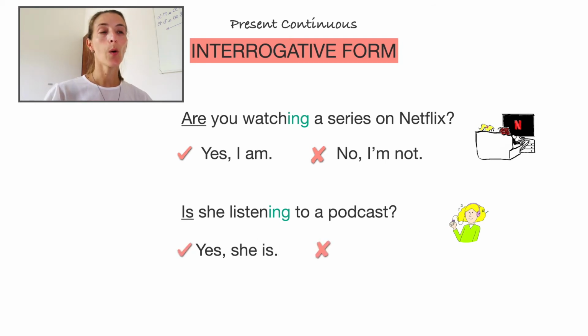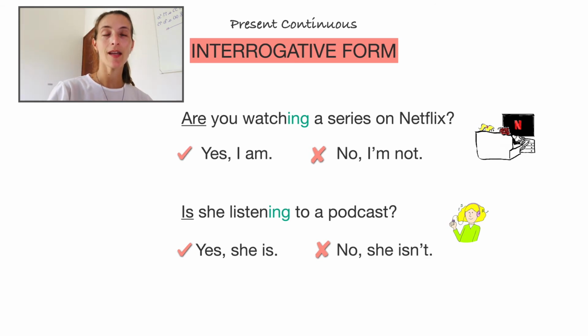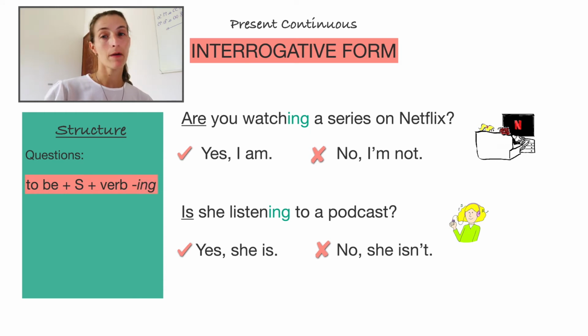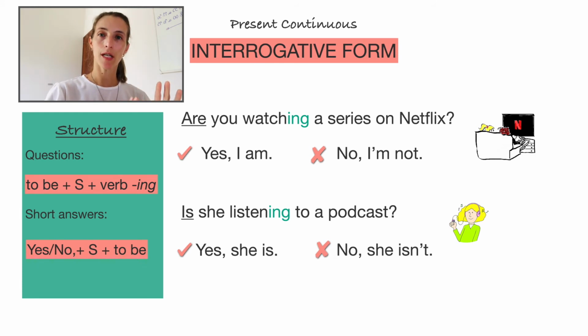Yes, she is. Or, if it is negative, no, she isn't. ¿Ok? Entonces, para armar una pregunta, una yes-no question, vamos a comenzar primero con el verbo to be, am, is, or are, then the subject, and then the verb with ing. Okay? And to answer, to give a short answer, para dar una respuesta corta, voy a necesitar yes or no, depende de mi respuesta, coma, the subject, he, she, we, ok.